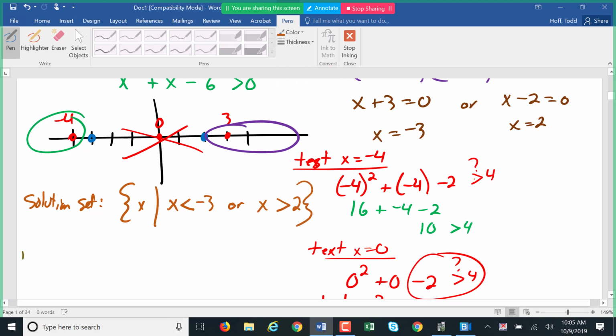Or in interval notation, this goes from negative infinity to negative 3. It's strictly less than, so it's a round bracket, unioned with from 2 to positive infinity. Again, round bracket because it's strictly greater than. Any questions on that one?